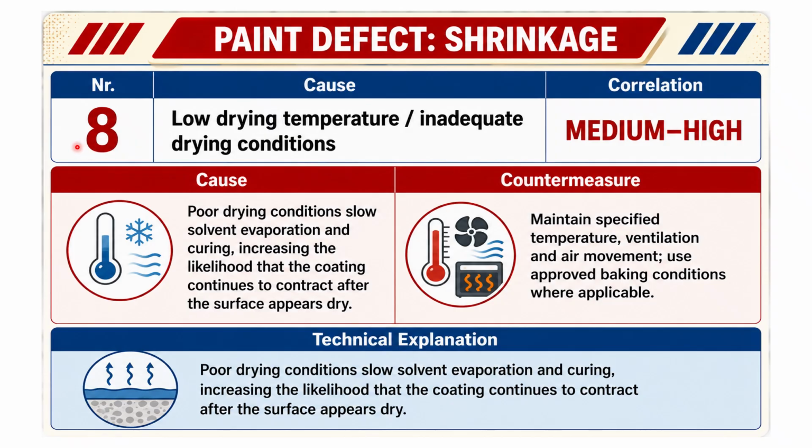The number eight probable cause is low drying temperature or inadequate drying conditions. Poor drying conditions slow solvent evaporation and curing, thus increasing the likelihood that the coating continues to contract after the surface appears dry. The recommended countermeasure is to maintain specified temperature, ventilation, and air movement. Use approved baking conditions where applicable.